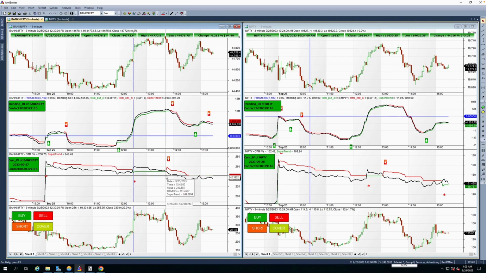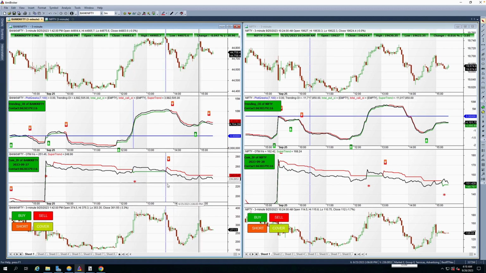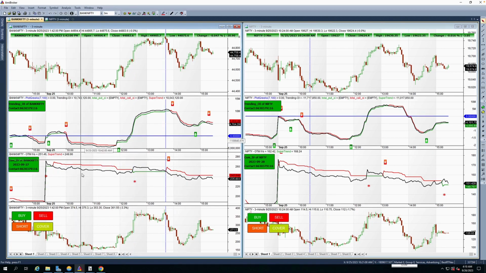But this indicator will tell you the direction also. You can couple both these indicators, and if they say the same thing, then that's the best trade you can have.